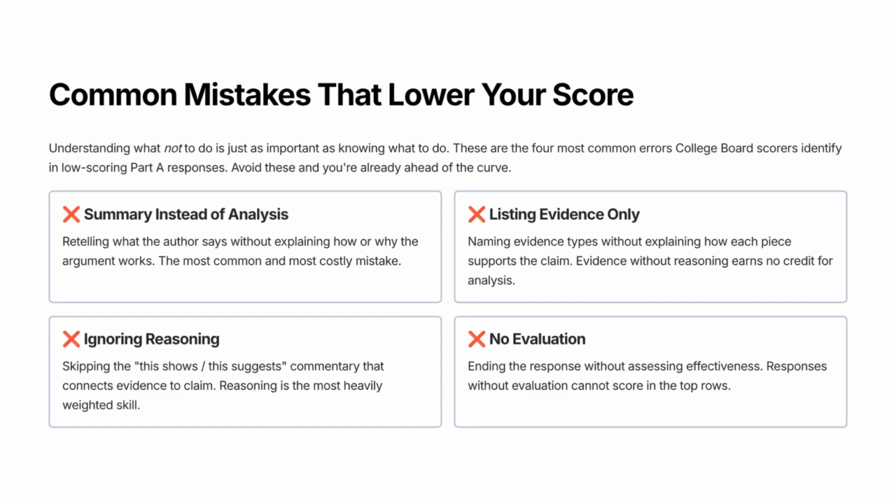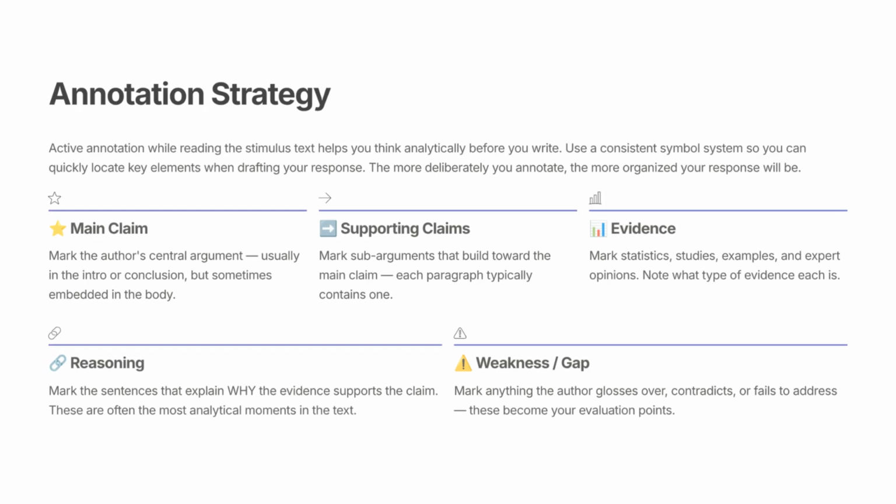Avoid these common mistakes: summary instead of analysis, listing evidence without reasoning, ignoring reasoning, and no evaluation. Reasoning is the most heavily weighted skill, and evaluation is necessary for top scores. An active annotation strategy helps you think analytically before writing. Mark the main claim, supporting claims, evidence, reasoning sentences, and any weaknesses or gaps in the argument.